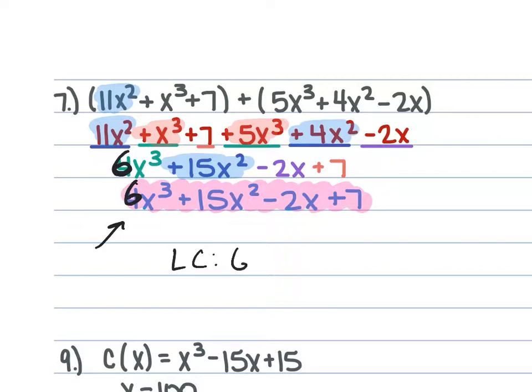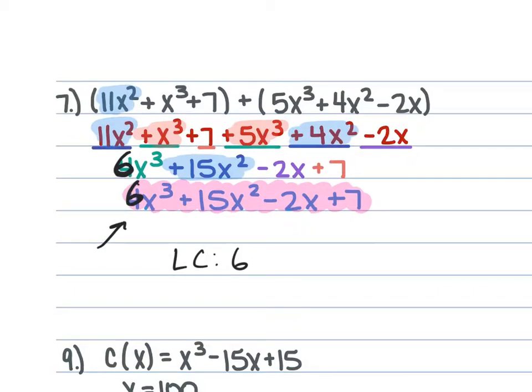That did not ask you to do this. I'm just saying, what if this were a question? Leading coefficient is 6. What is the degree of that polynomial? 3. What do we call something with a degree of 3? Cubic. And how many terms are there? 4. It's a cubic polynomial. That's what we would call this. Those are the things that you might be asked on a question like this.